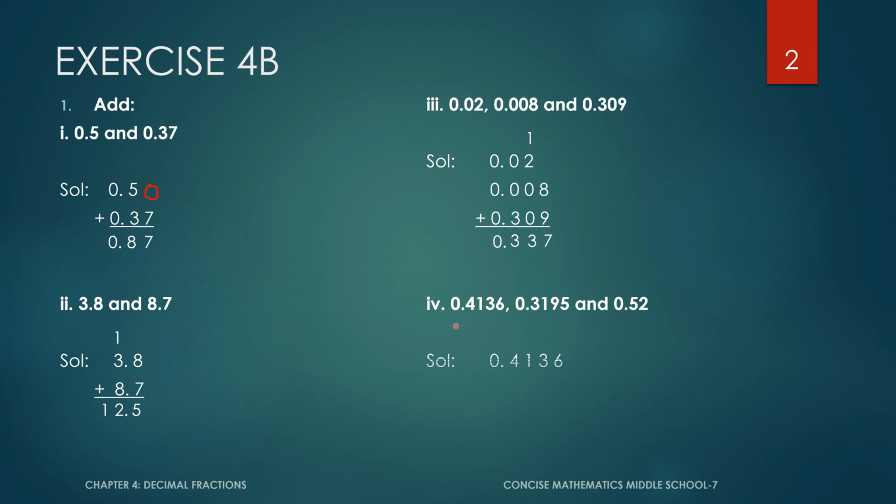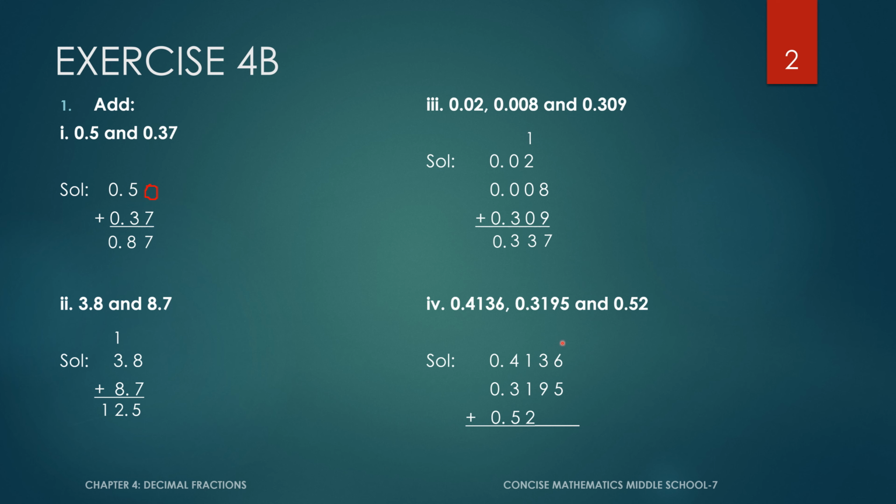Fourth question, 0.4136, 0.3195, 0.52. Arrange as per the point. The point should be underneath each other, children. Remember this while adding the decimal fractions.